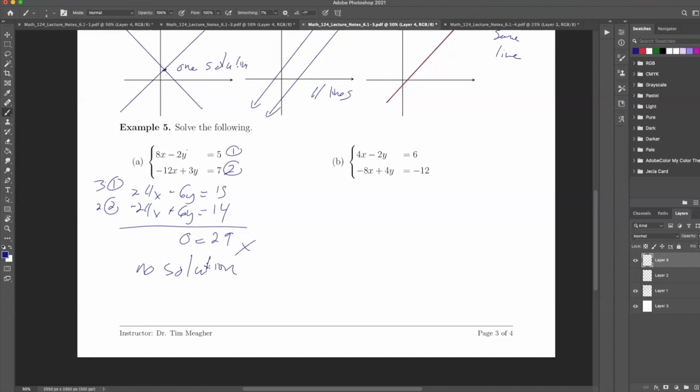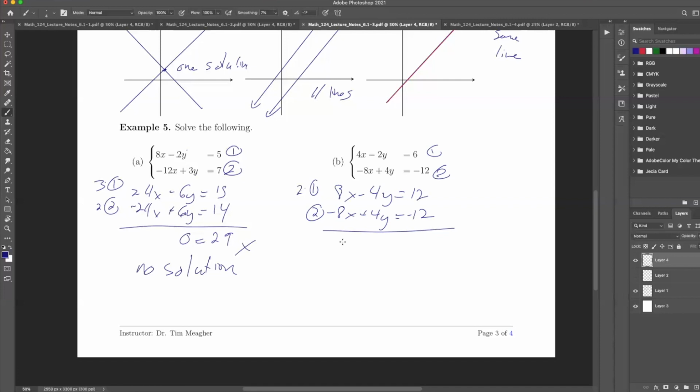And so we would say this system is inconsistent. Now for this one, we're going to do the same thing. Let's get rid of the y's. Here we have a 4 and a 2, so I just need to multiply this by 2 and I'll get a minus 4. So I'm going to take equation 1 and multiply it by 2. That gives me 8x minus 4y equals 12. And then equation 2 gives minus 8x plus 4y equals minus 12.